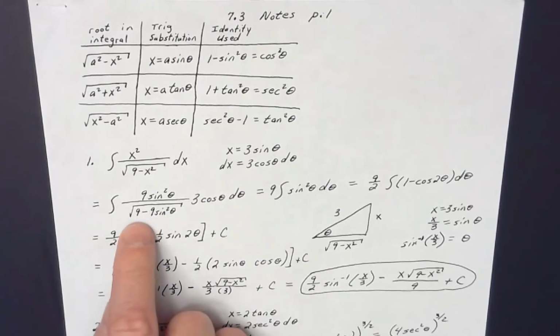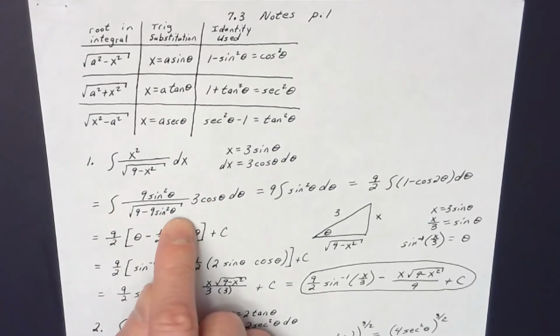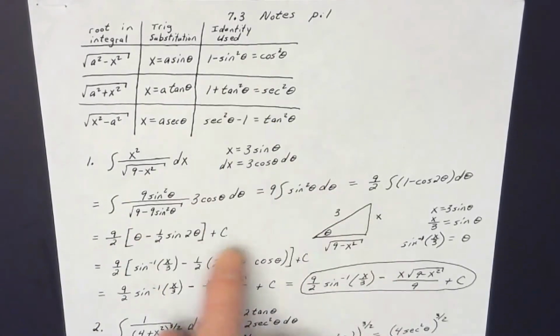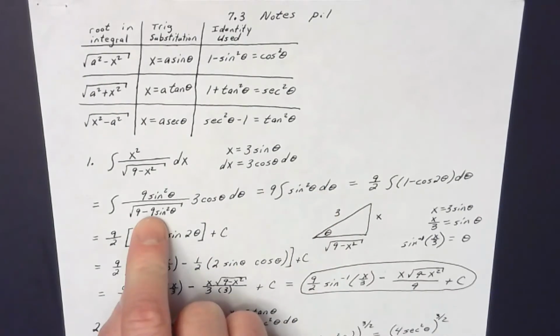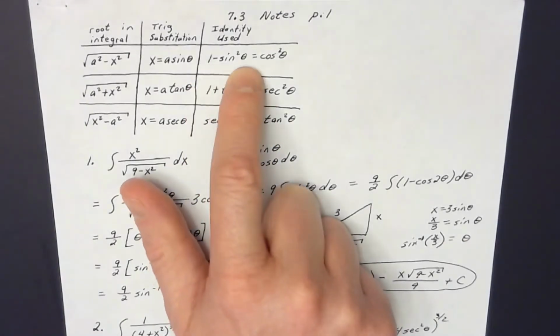My denominator became exactly what I needed it to be. It was the square root of 9 minus 9 sine squared theta. Well, I already know that I'm going to use this identity there. So from this step to this step, what happened? Well, all I've done is I've said that that denominator is the same thing as the square root of 9 times 1 minus sine squared.